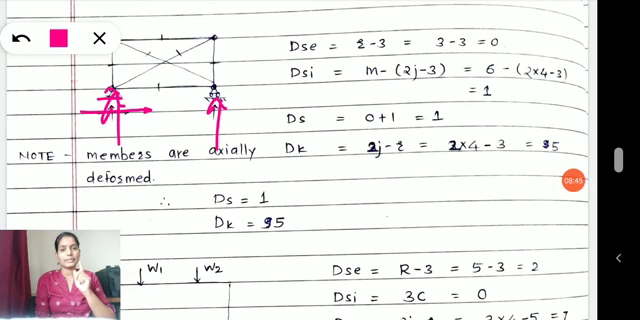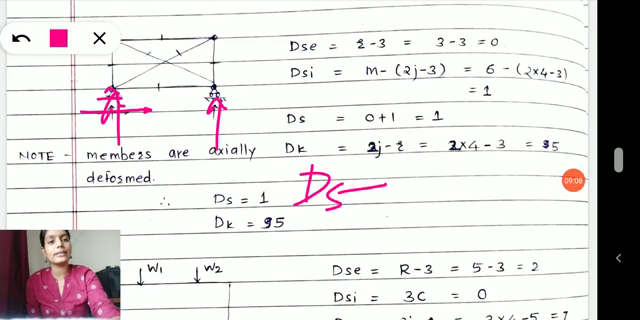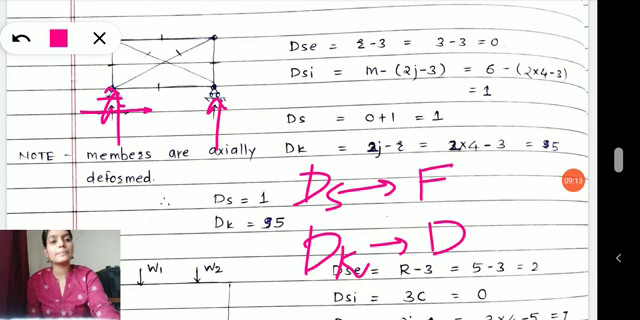How much will the degree of indeterminacy of the structure be? To find that, we will go step by step. We will calculate ds, then dk. ds stands for static indeterminacy, dk stands for kinematic indeterminacy. Static indeterminacy, ds, is related to forces, and dk is related to displacement.